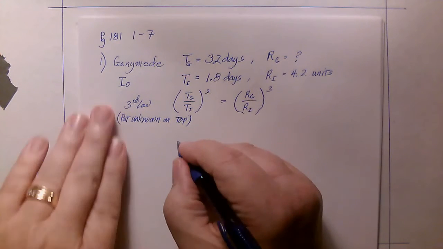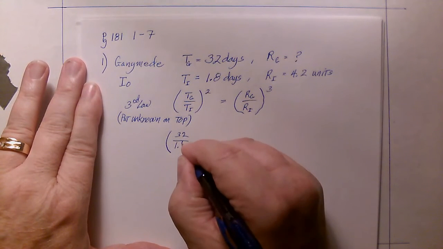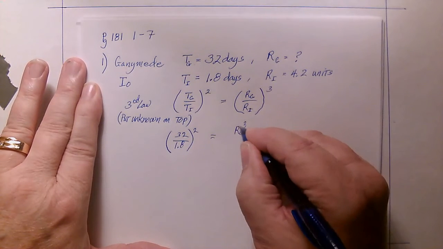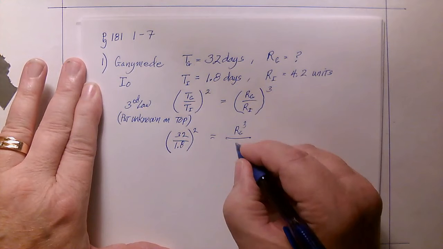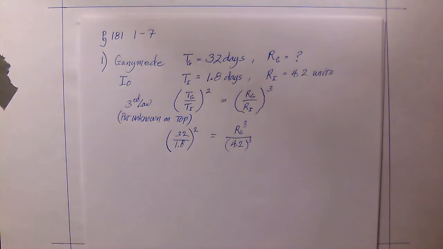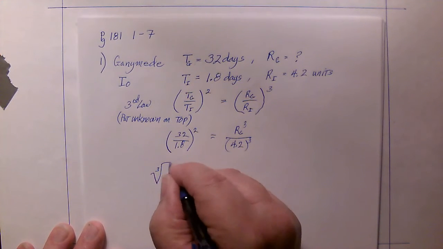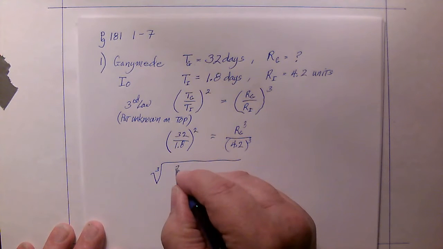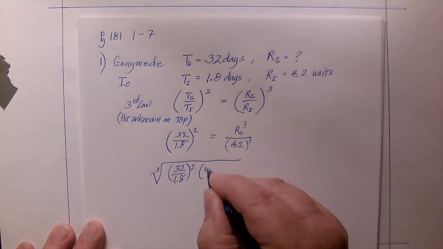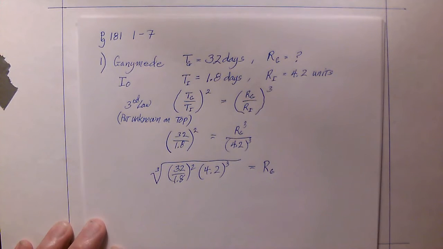So let's do what we have to do here. TG is 32 days over 1.8, and that squared is equal to RG cubed over 4.2 cubed. Now I'm going to separate and cube each of those like so. I say the cube root of 32 over 1.8 squared times 4.2 cubed is going to be the radius of Ganymede.